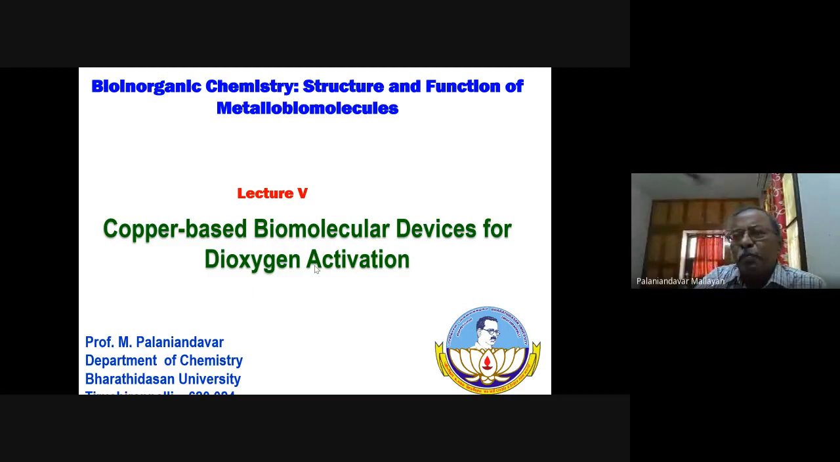One is porphyrin-based iron complexes, iron metallobiomolecules. The other one is non-heme iron devices, which activate dioxygen so that you'll be able to oxidize at normal temperature and pressure, normal pH, organic compounds to their hydroxylated derivatives.